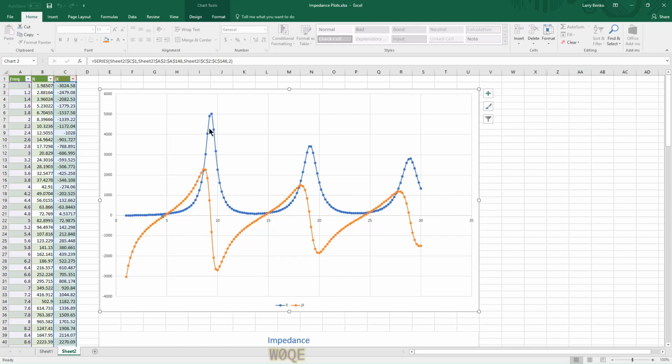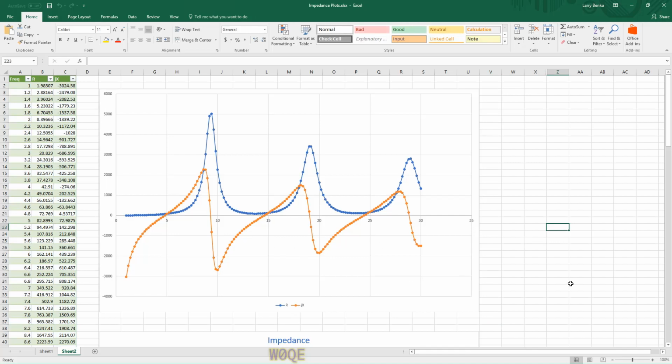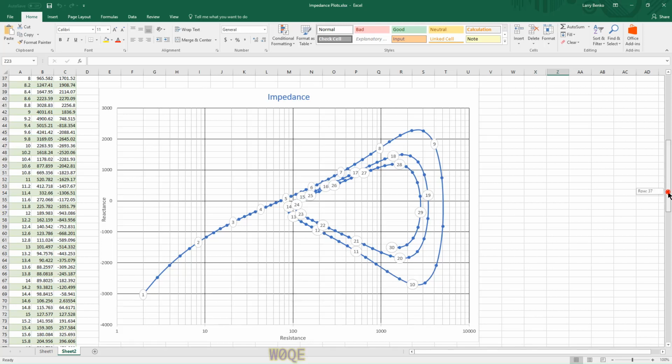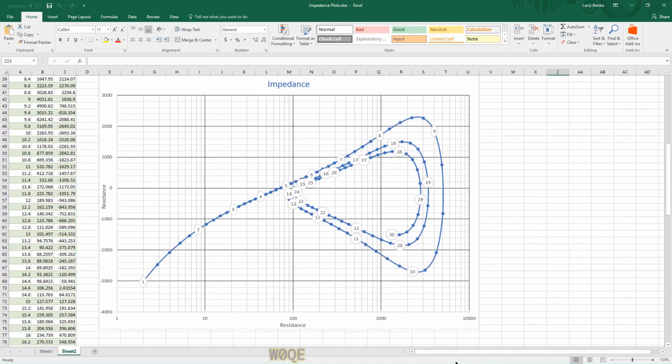This is the standard curve that we might be used to. However, that's not what's in the handbook. What's in the handbook is a curve that looks like this. And this curve can be made to be done in Excel. It's probably out of the realm of doing it on this video.